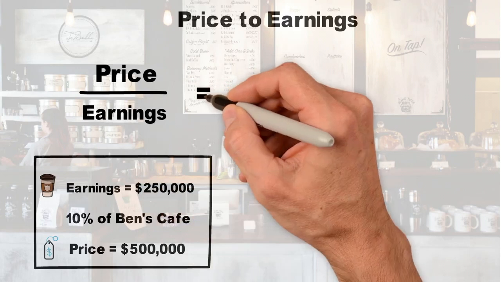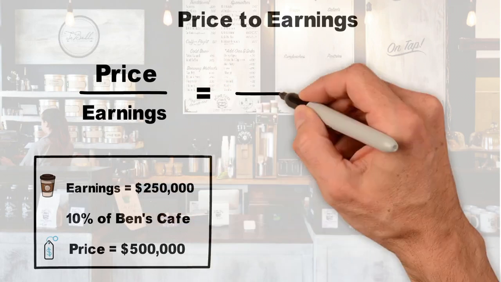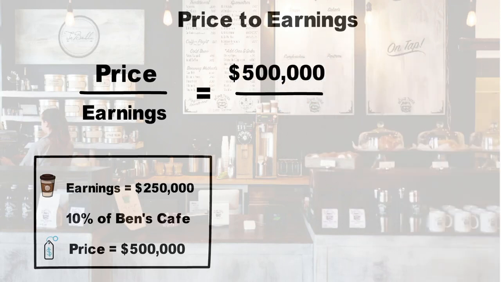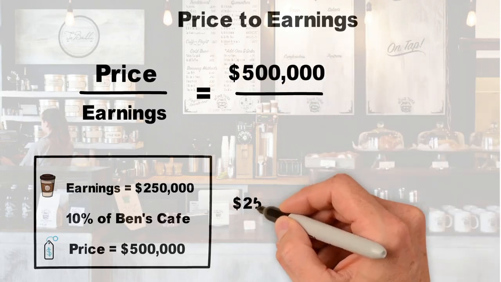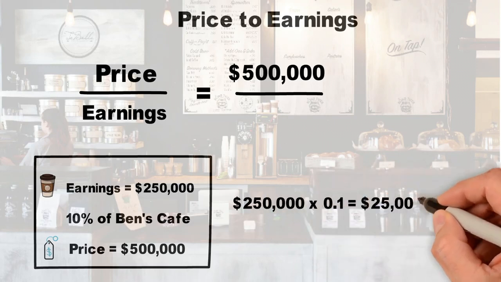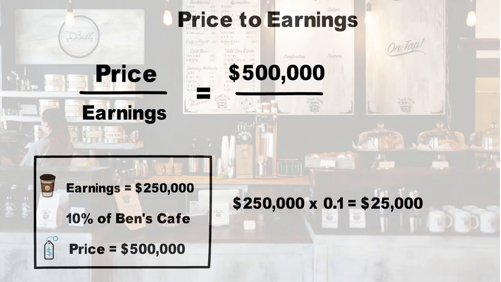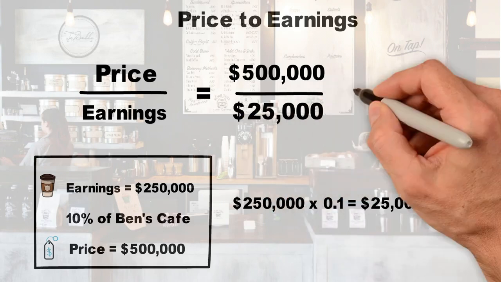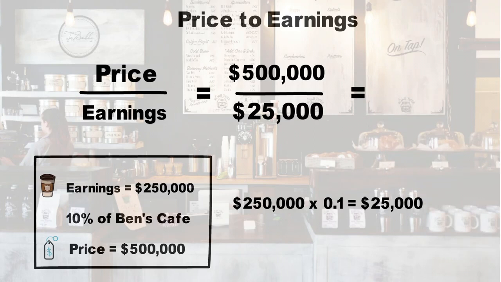To calculate the price per earnings for Ben's coffee shop, we divide the price, $500,000, by the earnings. In this case, we're getting 10% of the company and thus 10% of the $250,000 in earnings. 10% of $250,000 is $25,000. When we divide $500,000 by $25,000, we have a price per earnings, or PE, of 20.